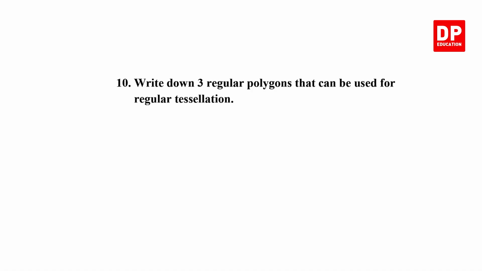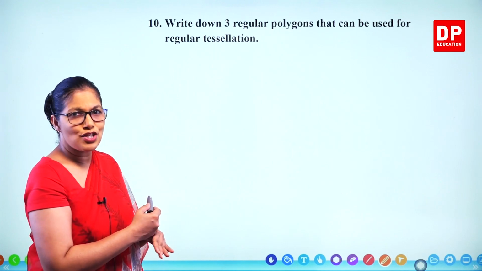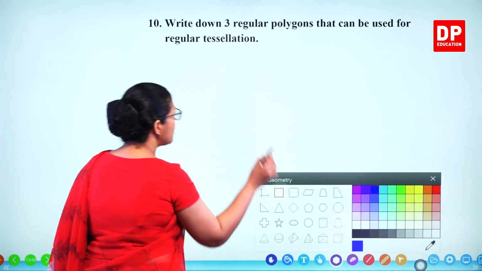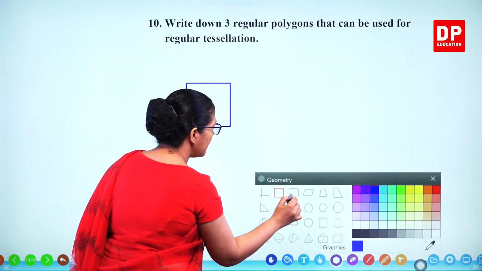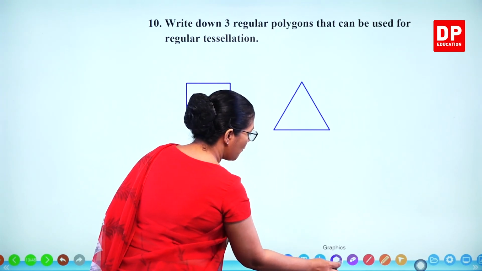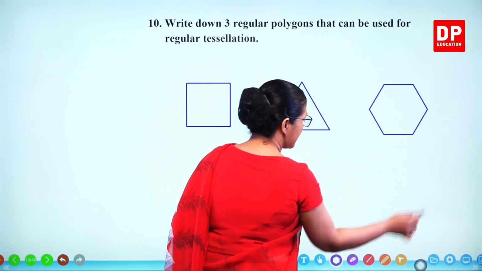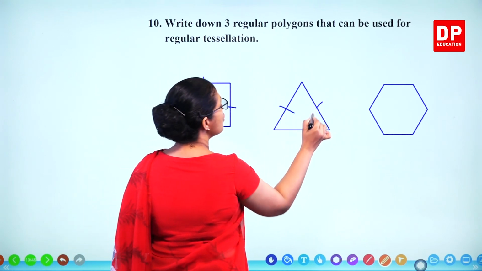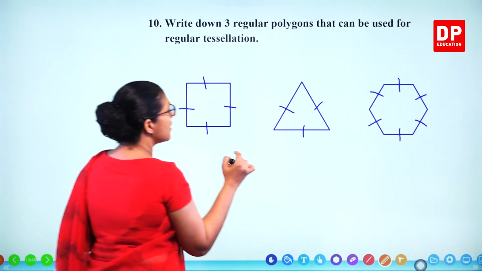Question number 10. Write down 3 regular polygons that can be used for regular tessellation. Can you remember the 3 shapes? You can use a square and equilateral triangle, and what is the other one? Regular hexagon. So remember, these are the only regular shapes that you can use for regular tessellation.